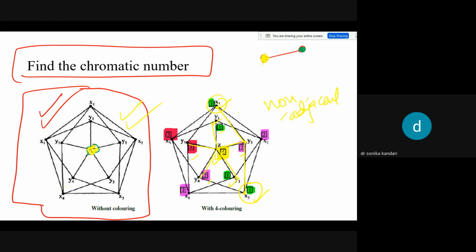So what is the minimum number of colors required to color this graph, keeping in view that adjacent nodes should have different colors? So how many colors have we used? One is green, yellow, third purple, and fourth red. So we have used 4 colors. So it is 4 colorable. Your chromatic number is 4. Is it clear? Class, is it clear?